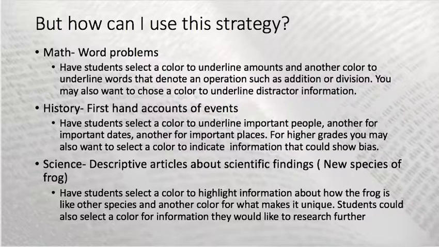For example, maybe you read an article about a new species of frog. You could have students select a color to highlight information about how the frog is like other species and another color for what makes it unique or unlike other species. Students could also select a color for information they would like to research further. And just like with the art example, and really with any of these examples, you can always have them pick a color for words they don't know, and this is a great way to see if they're understanding the text and help build their vocabulary.